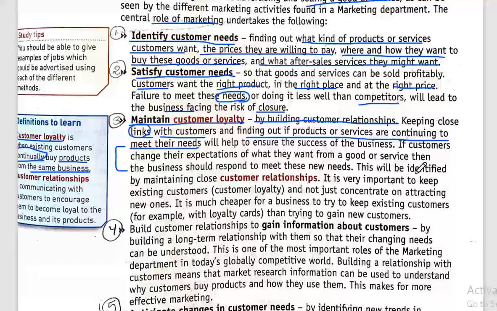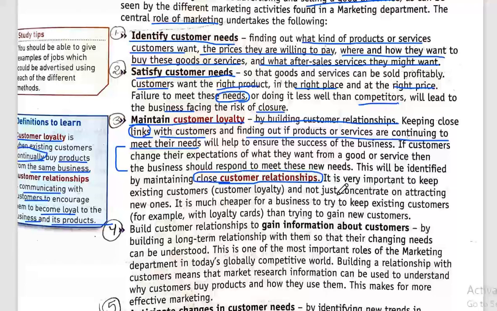This will be identified by maintaining a close customer relationship. So, what is a customer relationship? It's just communicating with customers to encourage them to become loyal with the business and its products. I have to be in contact with the customer in order to understand their needs and the changes in their needs as well.